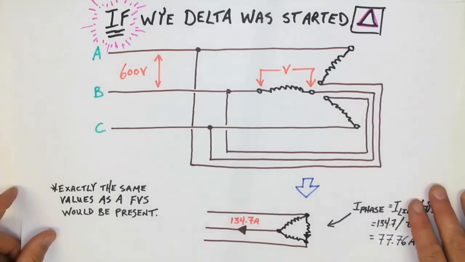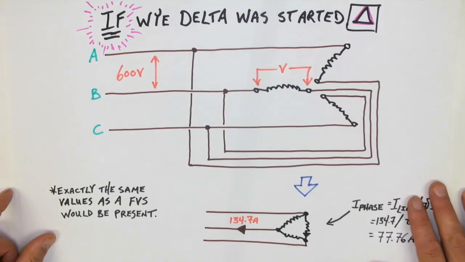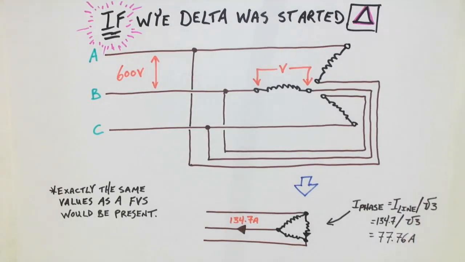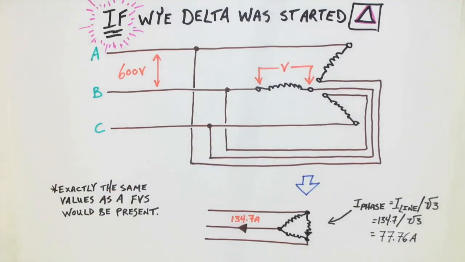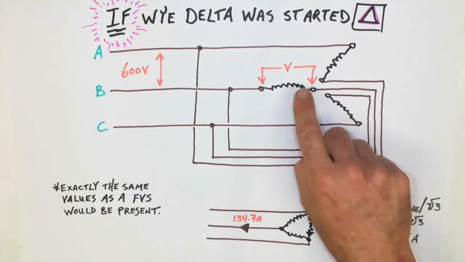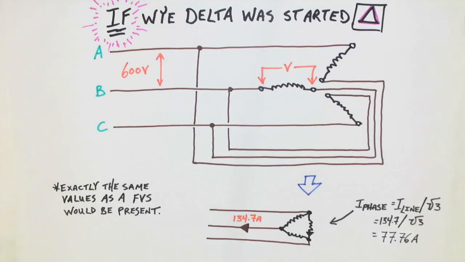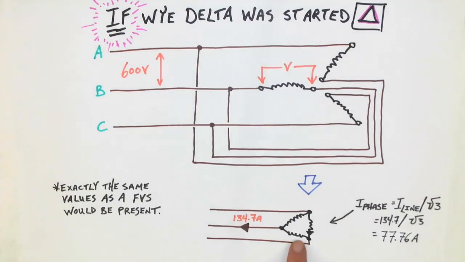Where we're going to start is an unorthodox connection, which would be if this motor was started in delta. So if this motor was started in delta, you can see from the connections here that each one of my windings is connected across 2 conductors. It really would look like this, and we would get exactly the same full voltage starting current that we did in the original illustration, which was the full voltage started motor.